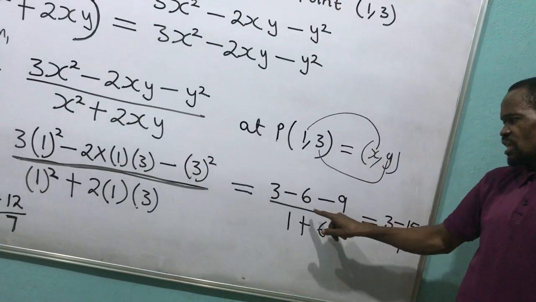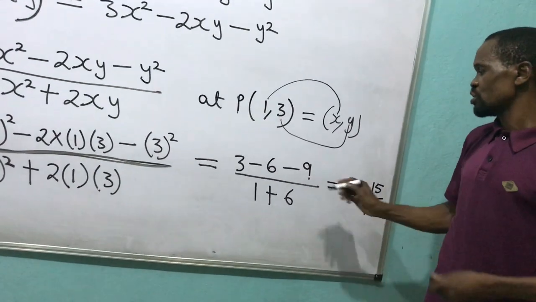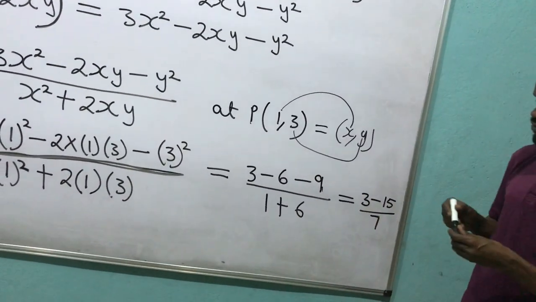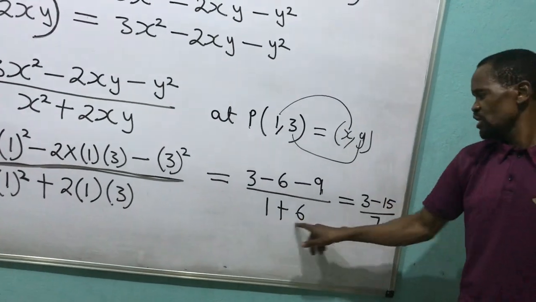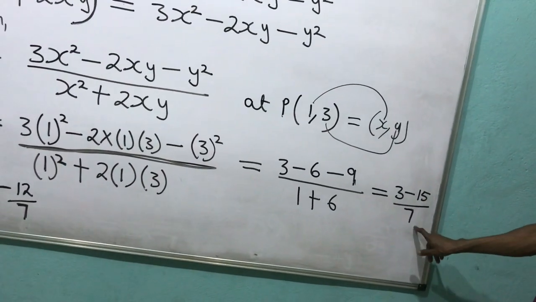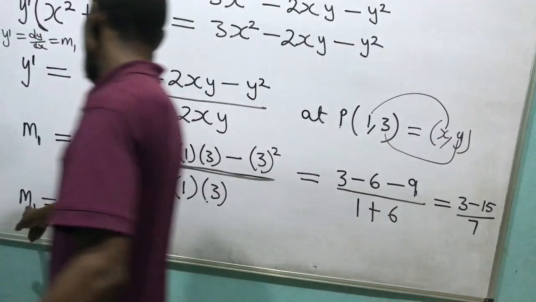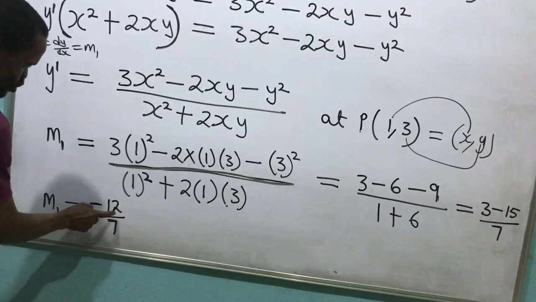Then minus 6 minus 9 will give me minus 15. I'm owing 6, I'm owing again 9. Total of what I'm owing is 15, which is minus 15. And I have 3 minus 15. This plus this will give me 7. 3 minus 15 will give me minus 12 over 7. Then I have that my M1 is equal to minus 12 over 7.